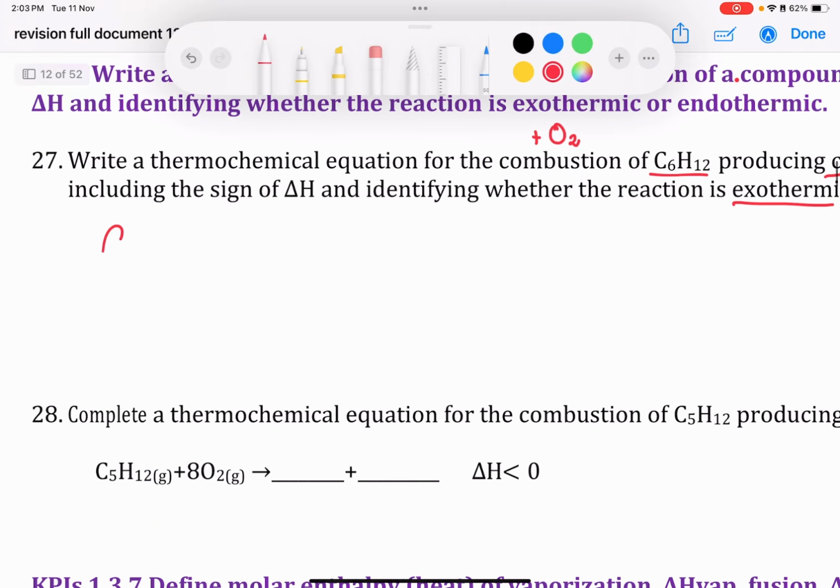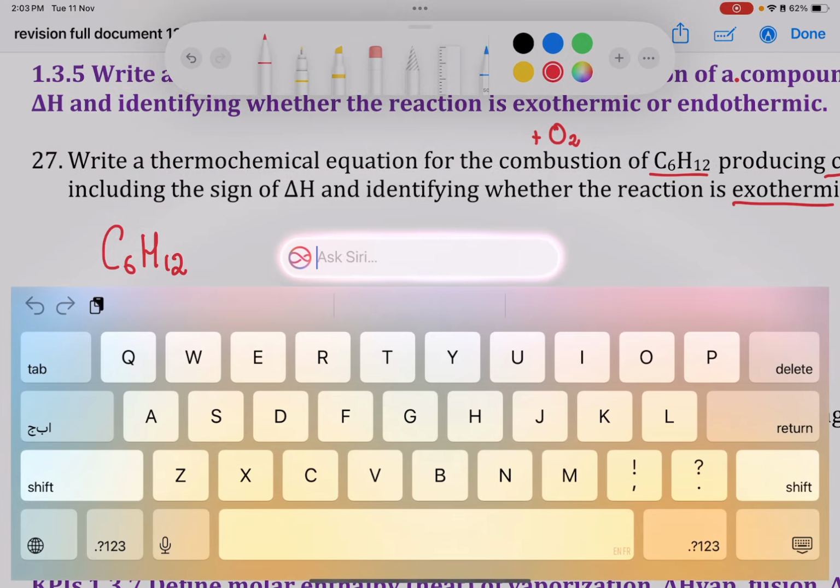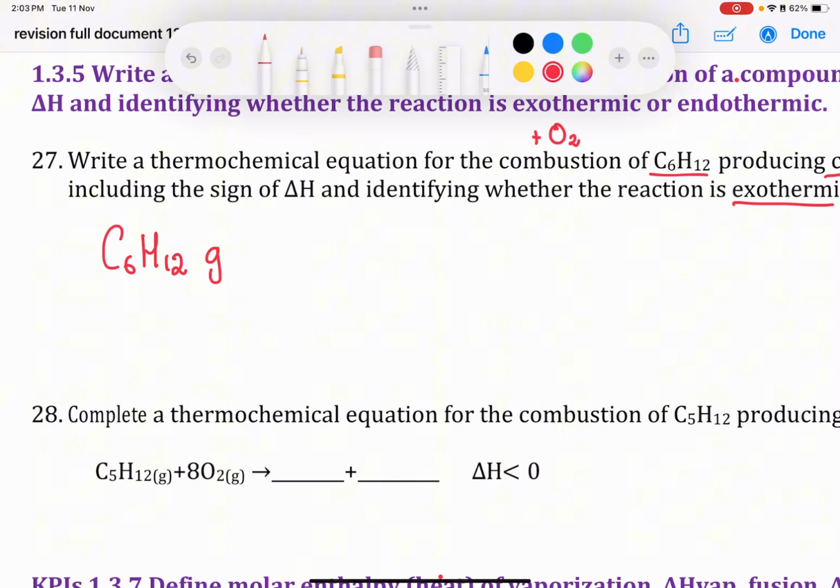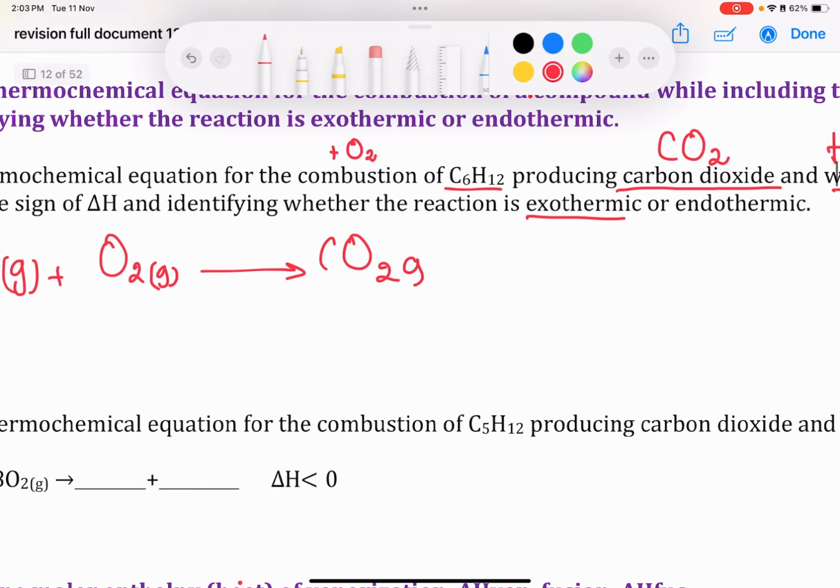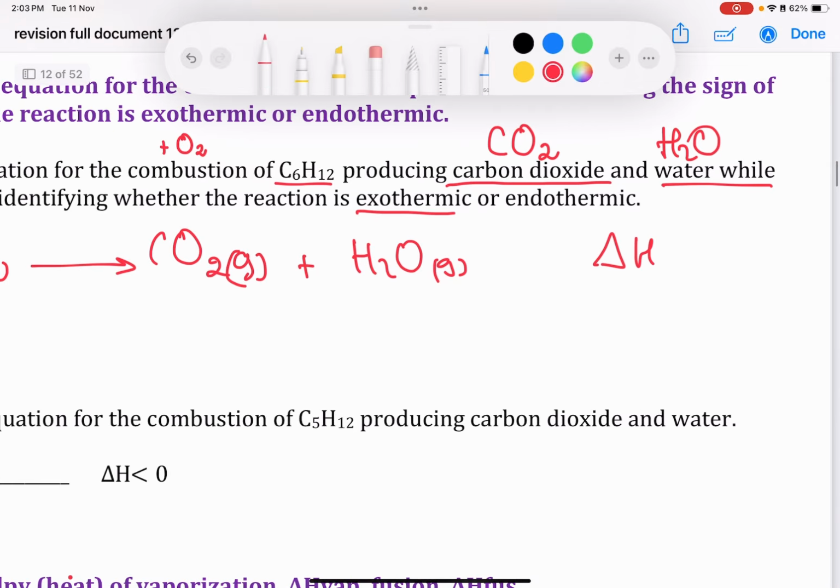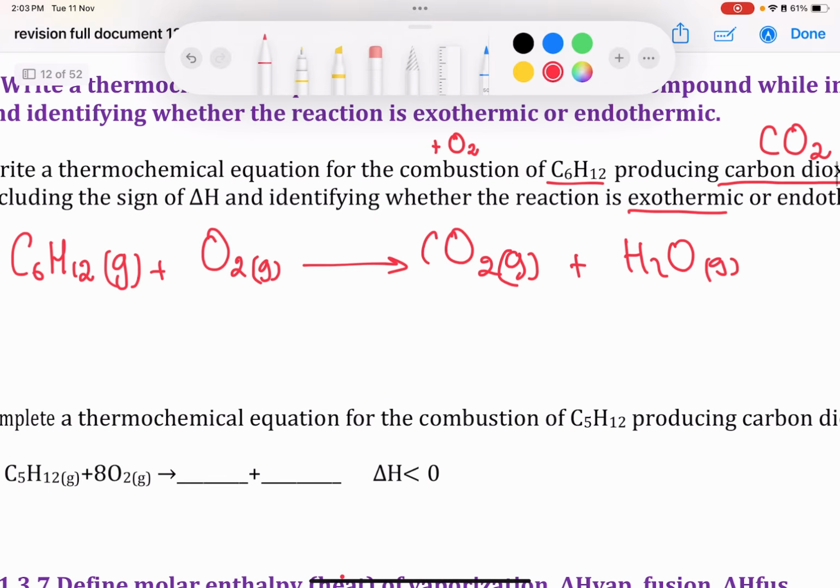So I'm going to write C6H12, that's a gas. It was added to oxygen. Oxygen is a gas. And upon combustion, we got carbon dioxide and water, but it's in the vapor phase, gas. So the delta H of this one is going to be negative. Now I still need to balance.